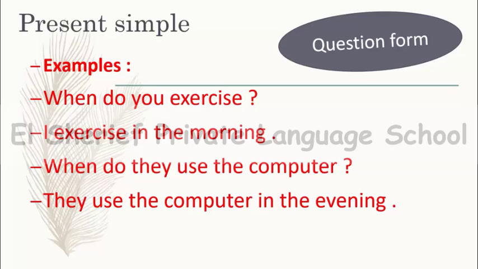Again, look at the first example. We started with when plus do plus the subject plus the base verb exercise, and the answer, I exercise in the morning. Question number 2, when do they use the computer? We started with the question word when, then the helping verb do, then the subject they, then the infinitive or base verb use. So we asked, when do they use the computer, and the answer, they use the computer in the evening.